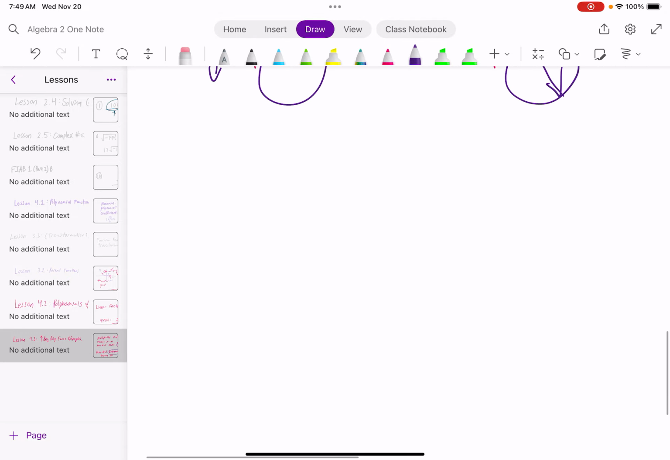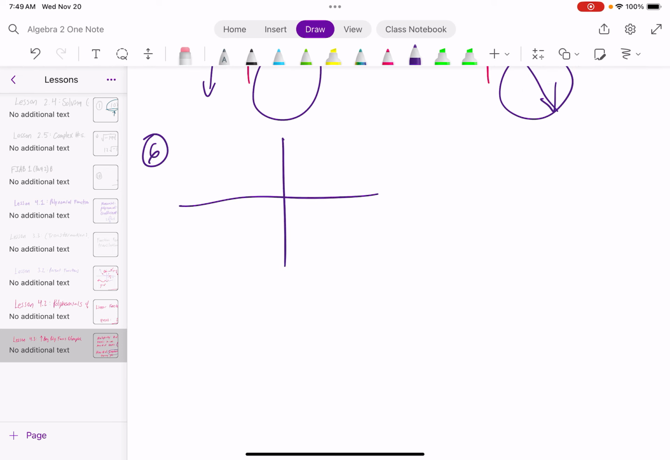Number 6. Determine the sign of the leading coefficient, whether it has an even or odd degree. Easy. It looks like this, and we already covered that, it's case 1. That is an even degree and positive leading coefficient.